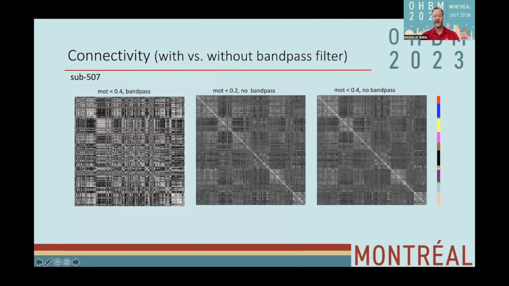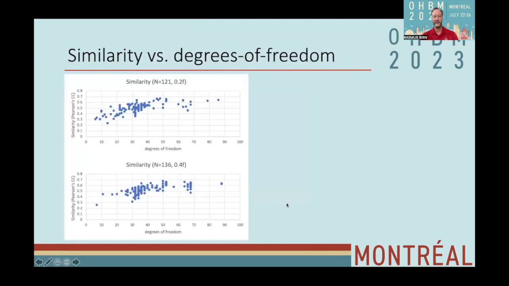So here's an example, just to illustrate that for one participant. At the left, I'm showing a functional connectivity matrix with bandpass filtering at a motion censoring threshold of 0.4 millimeters. And in the middle, you can see without bandpass filtering at 0.2 millimeter threshold, and on the right, without bandpass filtering at 0.4 millimeter threshold. And you can see how much noisier the functional connectivity estimate is when bandpass filtering is employed. And this is directly related to the degrees of freedom. In this case, on the left, we have only 7 degrees of freedom remaining, whereas in the middle, we have 45, and on the right, we have 94 degrees of freedom remaining.